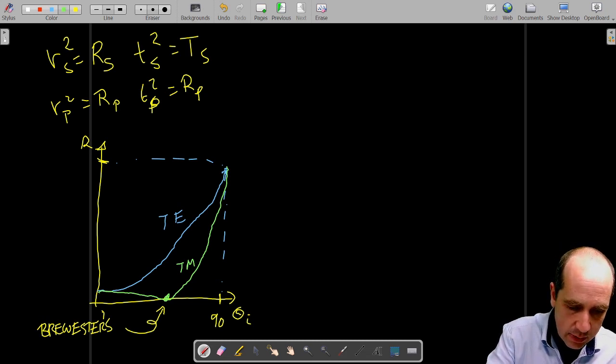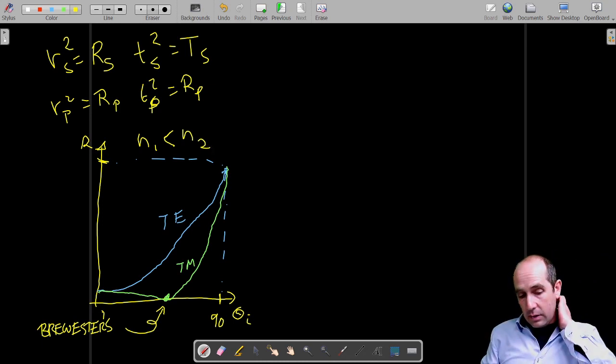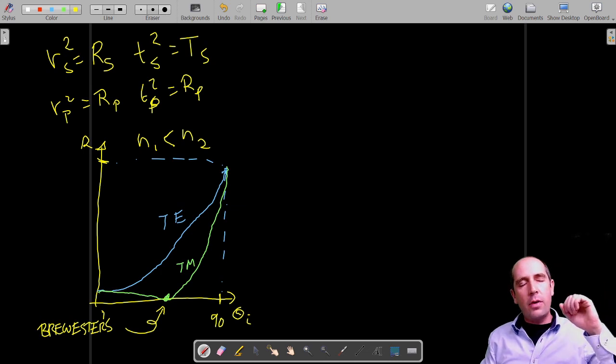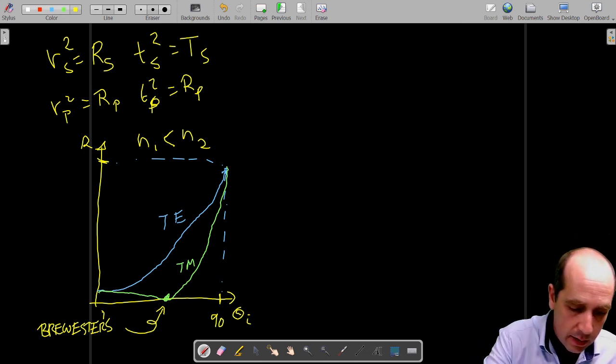This is the case when the refractive index n1 is smaller than n2, sorry about that, n2. So this is what happens when you go from a low refractive index into a high refractive index medium.